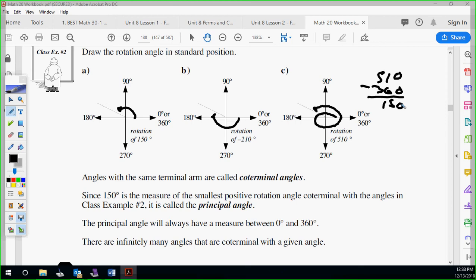These three, yes. But you could do that for a lot of them. So like if I was doing 90, for example, the coterminal to positive 90 would be negative 270. Okay? So it says since 150 is the measure of the smallest positive rotation angle and coterminal with these angles, this is the principal. So 150 is the principal. So principal is your smallest positive angle possible. These are 3 different ways of writing it, but the principal is 150.